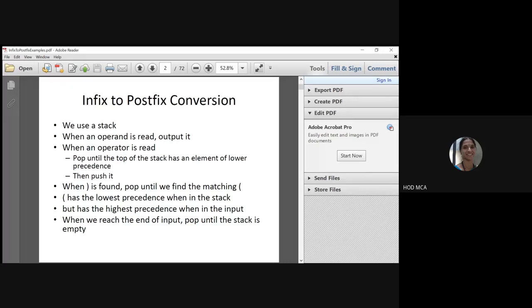These are the steps that we have already seen. When an operand is read, output it. When an operator is read, we pop until the top of the stack has an element of lower precedence, then we push it. When a closing parenthesis is found, pop until we find the matching opening parenthesis. Now what I want you all to do is quickly take up a paper and pen. I'll give you examples and I want you to try them. Will that be possible?